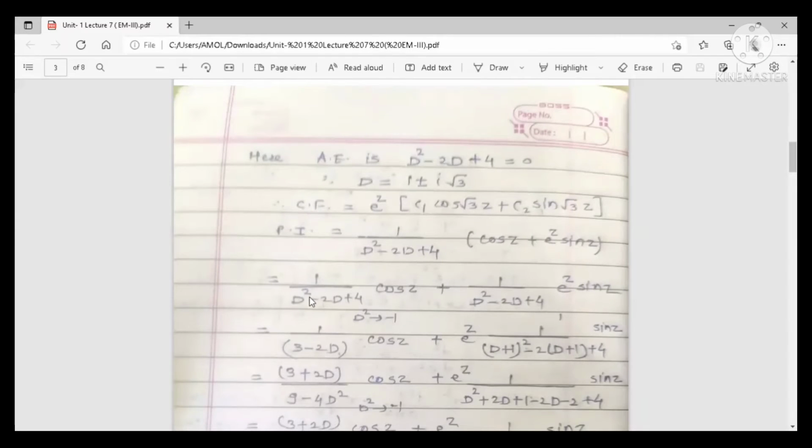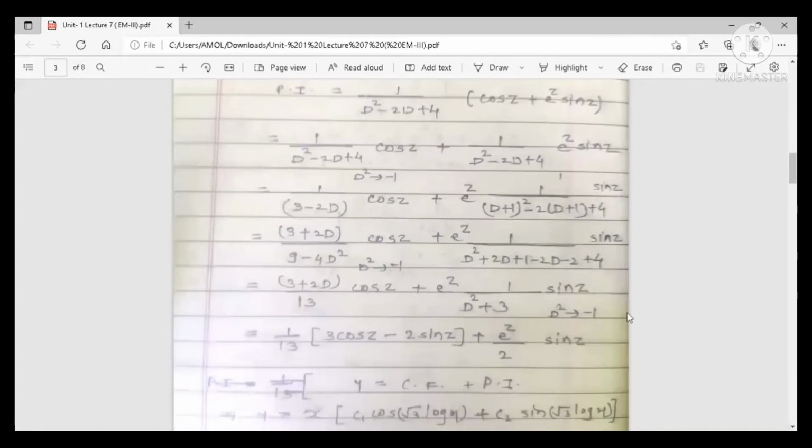In the next step, 1 upon d square minus 2d plus 4 into cos z, plus 1 upon d square minus 2d plus 4 into e raised to z into sin z. So these are two separate terms. Now solve for the cos function, cos z.